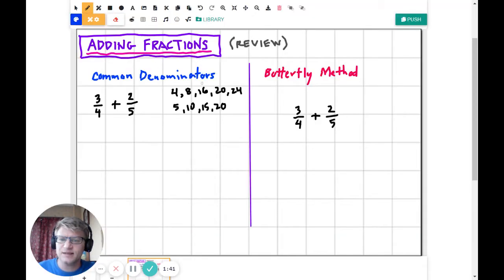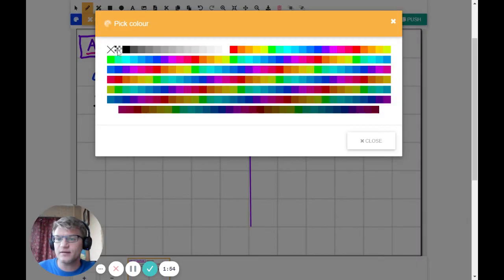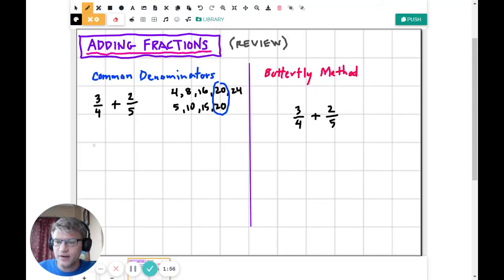We've got one that actually makes sense. So this one we can use right here. This is our new denominator. It's a common multiple, so it's the least common multiple. So our denominator is 20 in this case. We'll make this black again. And we'll say down here, we're going to make the bottom of this number 20. We're going to make the bottom of this number 20. And then we draw it like this.